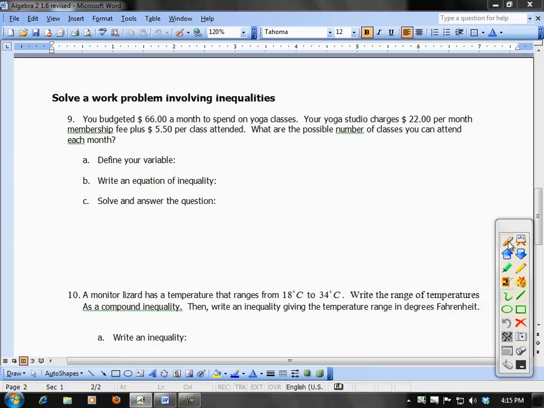So your $22 charged doesn't matter if you take 5 classes or 15 classes. So that does not need a variable attached to it because it is a constant fee. Any fee is constant. Okay? The $5.50 per class, though, is there. And now they're asking you what's the number of classes. When they ask you the question, that helps define your variable. So I'm going to call X my number of yoga classes.